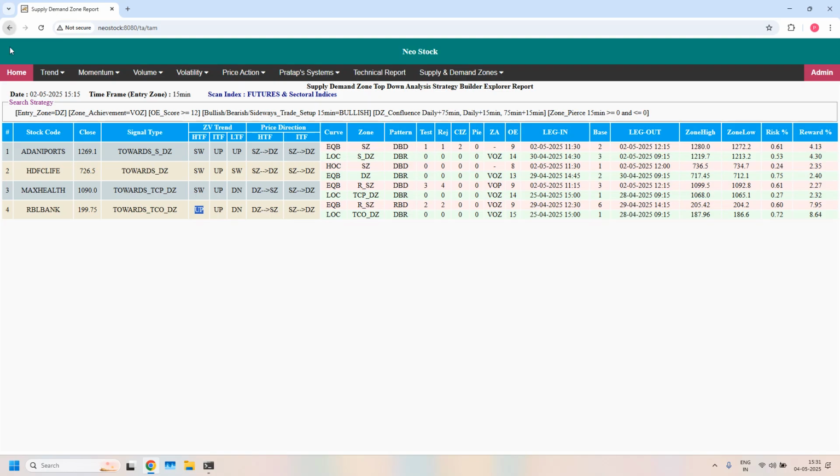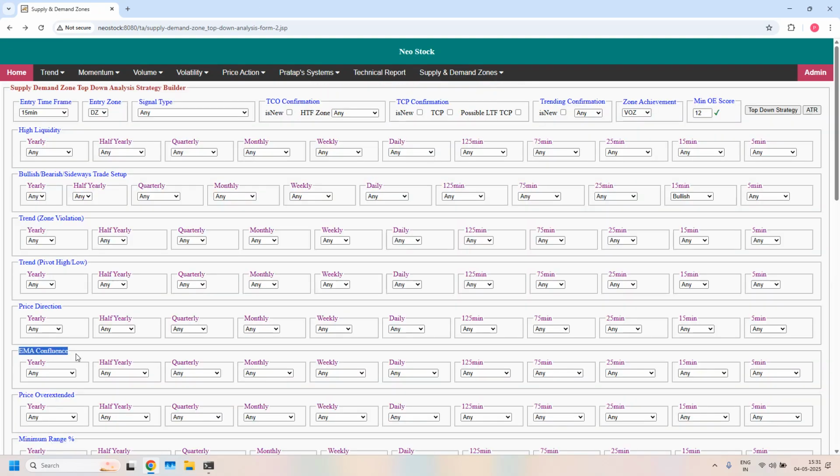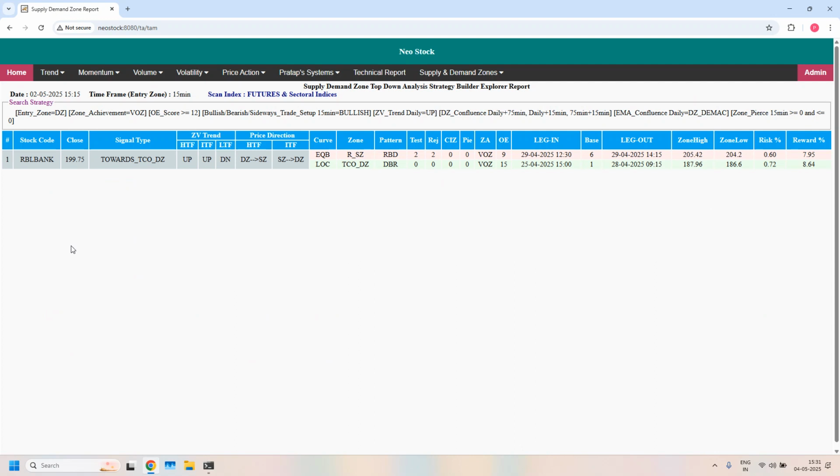So let's filter. In the EMA confluence at the daily time frame, I'm checking for a daily demand zone having daily EMA. At the same time, the trend on the daily should not be sideways, it should be uptrend because it is a bullish trade setup. So that one stock is filtered. That means RBL Bank's 15 minutes demand zone has an even higher probability to get success compared to the others.